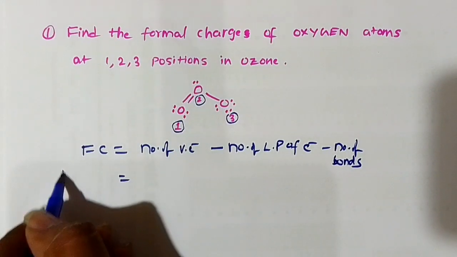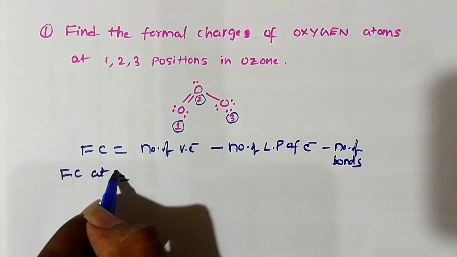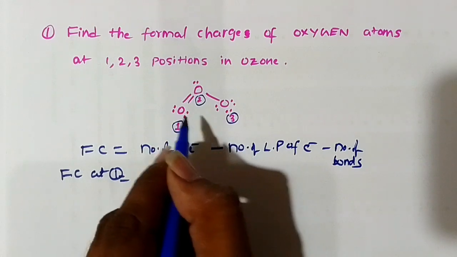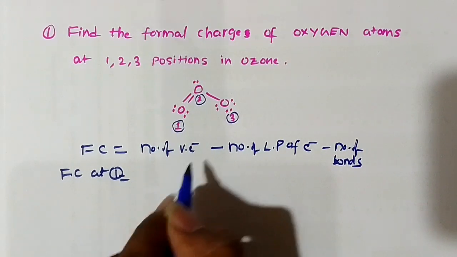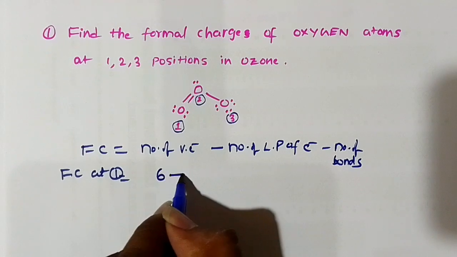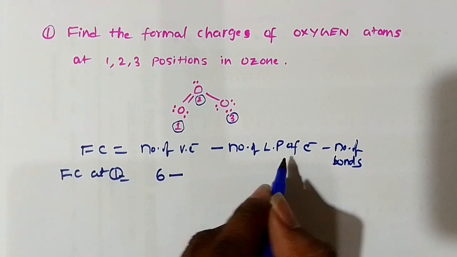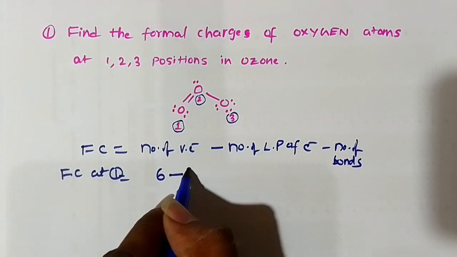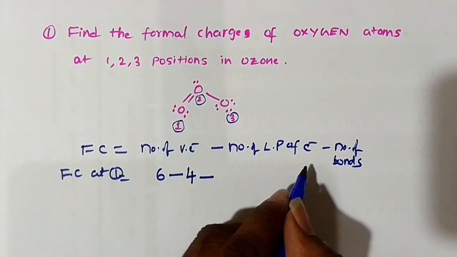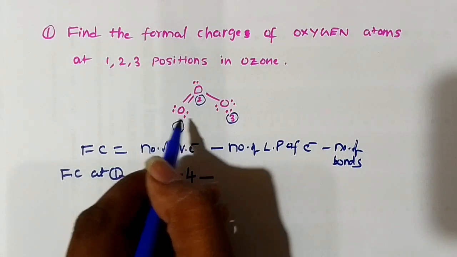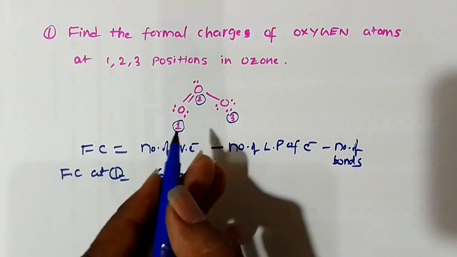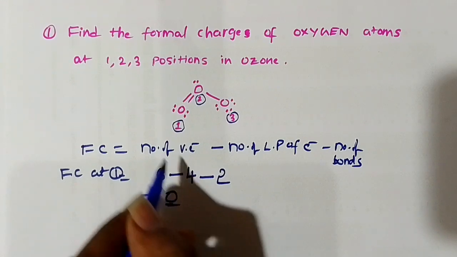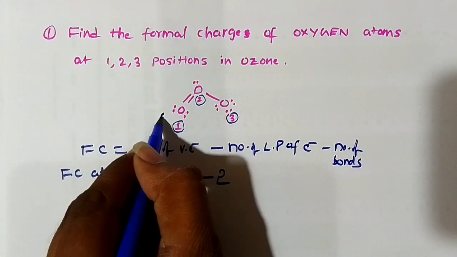Now formal charge at position 1. This oxygen belongs to 6A group, that means it contains 6 valence electrons. Number of valence electrons 6 minus number of lone pairs of electrons. On this oxygen atom, how many lone pairs are there? There are 2 lone pairs, that means 4 electrons, minus number of bonds around the atom. This oxygen atom is attached to 2 bonds. Now 6 minus 4 minus 2 equals 0. The formal charge on this oxygen atom is 0.